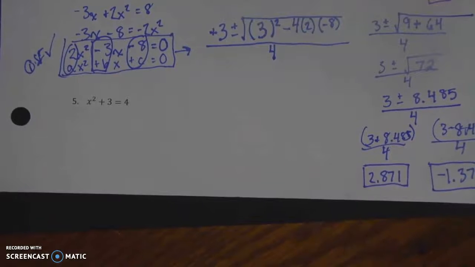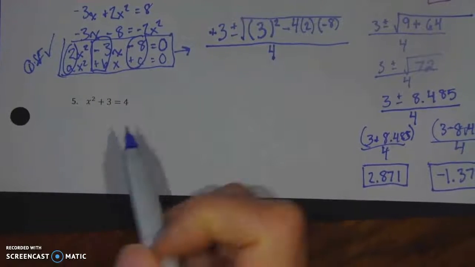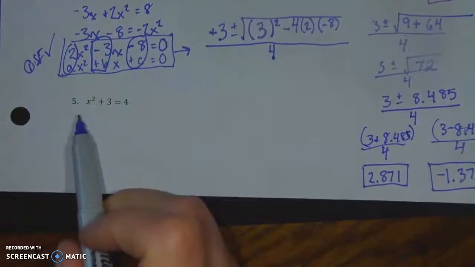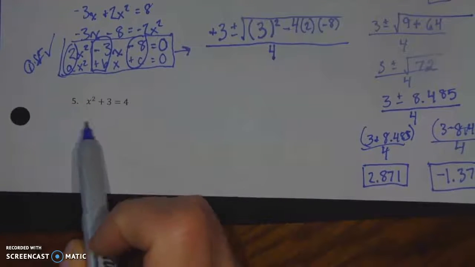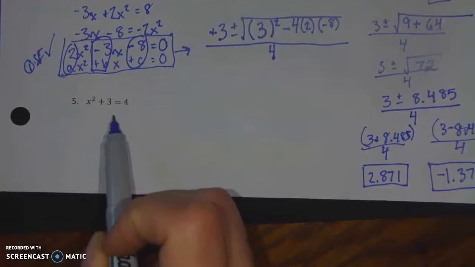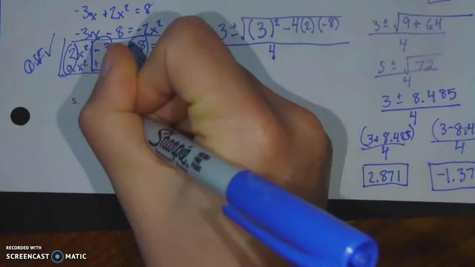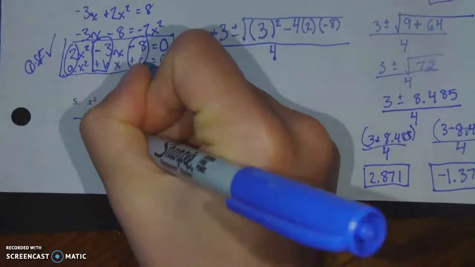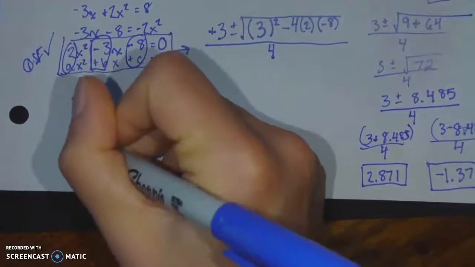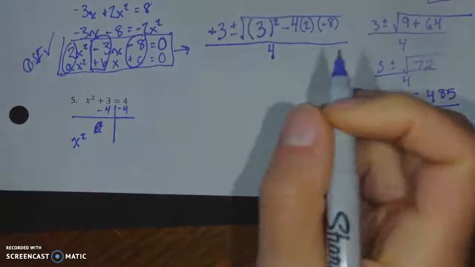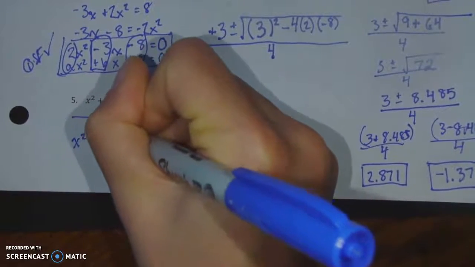Now, sometimes you're going to end up with problems where it doesn't seem like you have enough information. Well, if I look at this one, I'm looking at this and going, okay, well, this is not in standard form. So I'm going to try to move things around. I'm going to start by subtracting the 4 from both sides. That's going to give me x squared minus 1 is equal to 0.